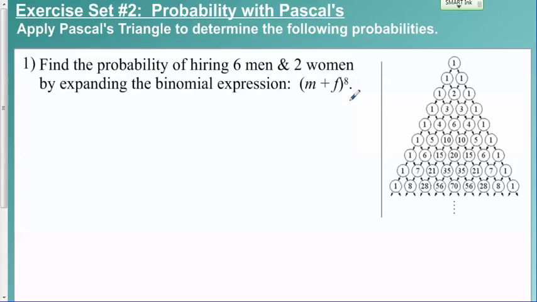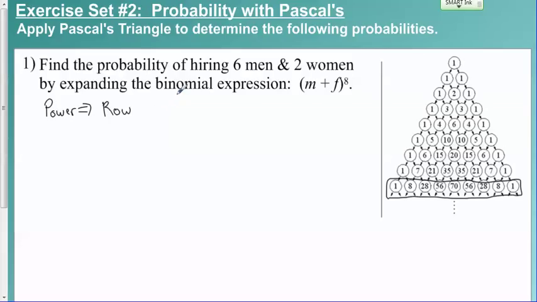So first, what we're going to do is look at the row. The 8 tells us we want to look at the 8th row. So this is where we're going to focus, right down here. And I know that looks like a lot of coefficients, and it is, but it's a lot easier than what this looks like. So the power tells us the row. So we're going to examine the 8th row.